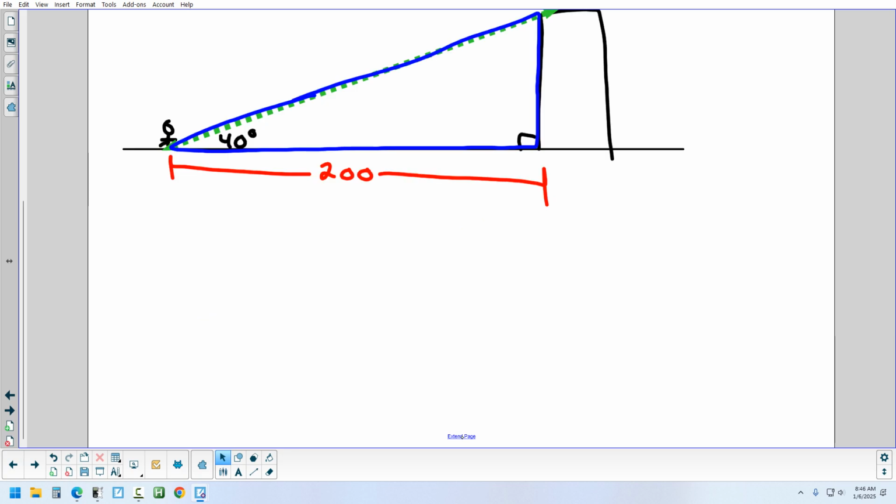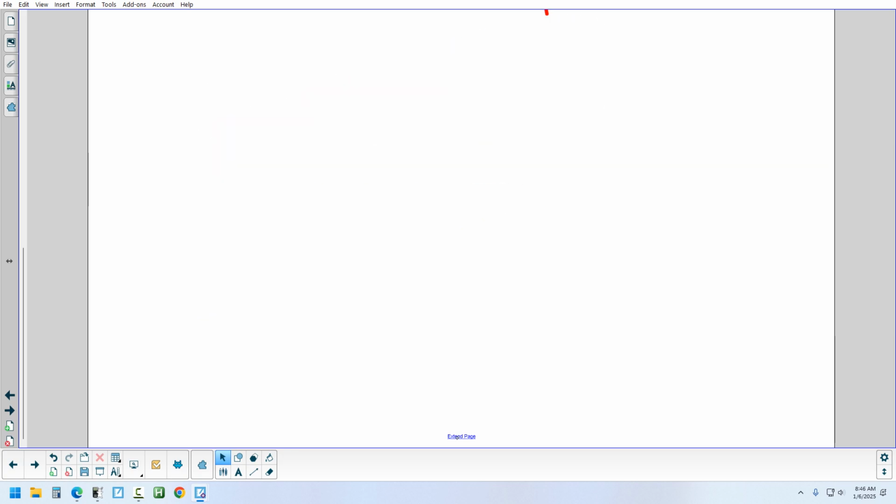Okay, another example is, let's say you don't have a right triangle. Okay, so let's say that we've got 2 towers. Okay, these could be just like towers in a forest, just different points.